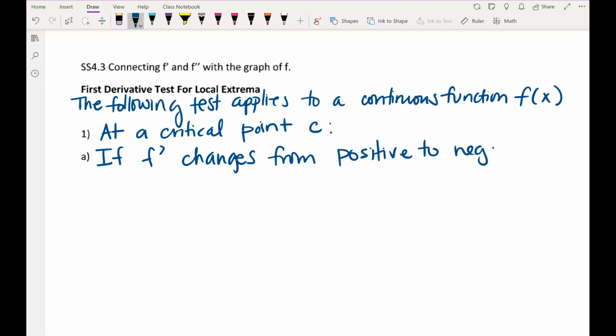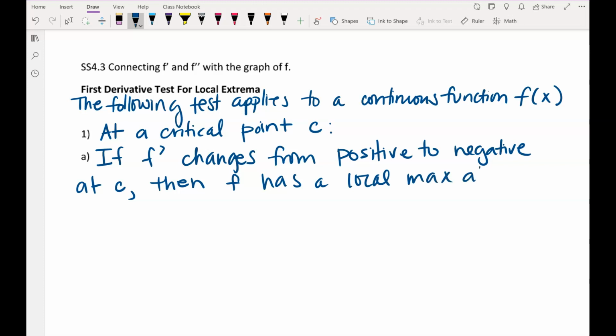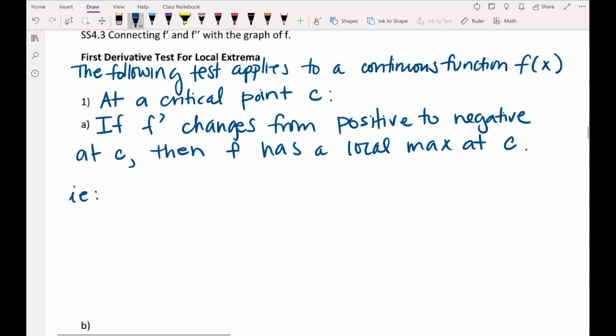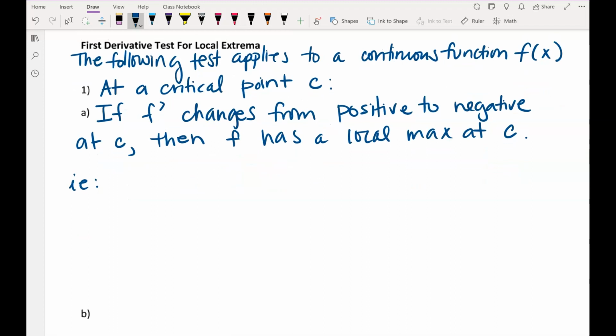to negative at C, then f has a local max at C. Okay, so let's give you a visual. So i.e., it says here f prime, that means it's a derivative, okay? So I'm going to draw out this in this graph right now. I'm going to use f of x.